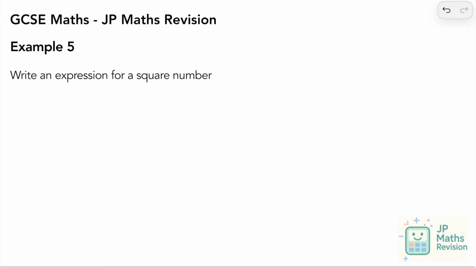Write an expression for a square number. So a square number is a number multiplied by itself. So an expression for a square number could, for example, be x squared, because x squared is a number x multiplied by itself.